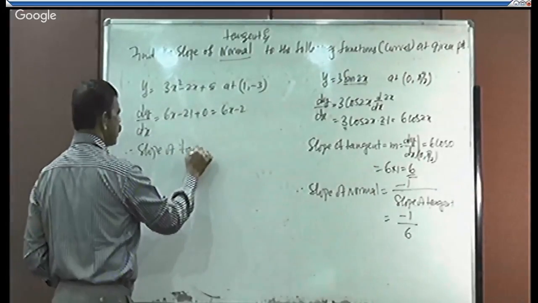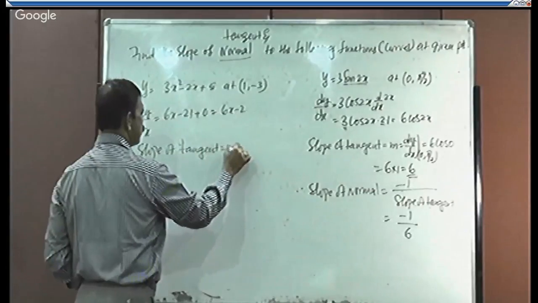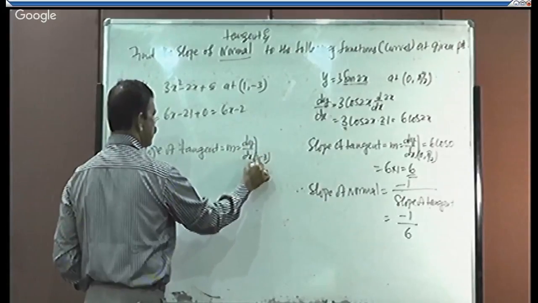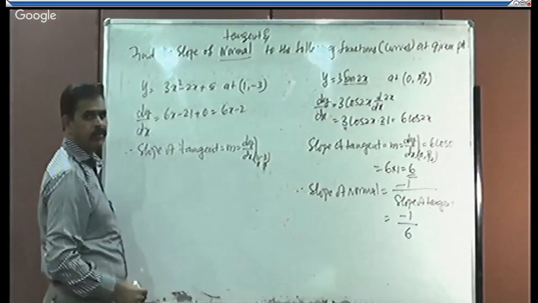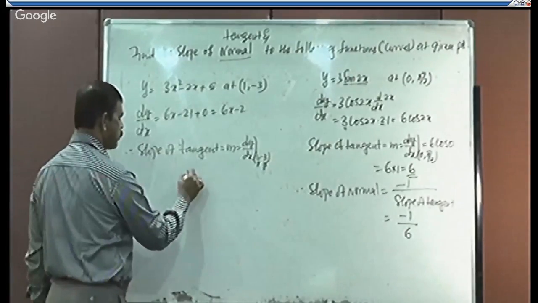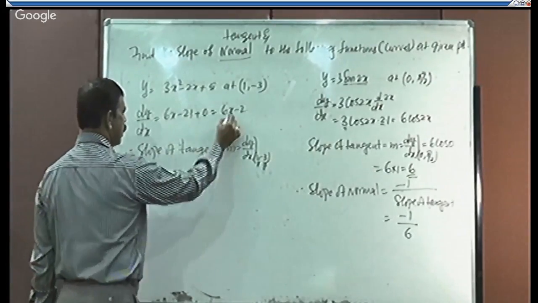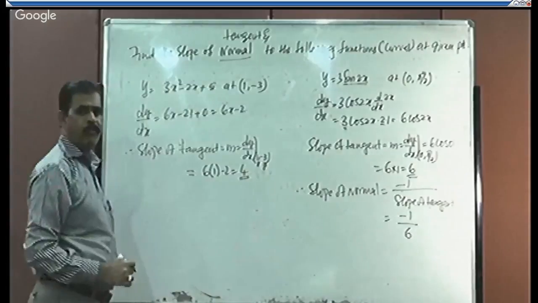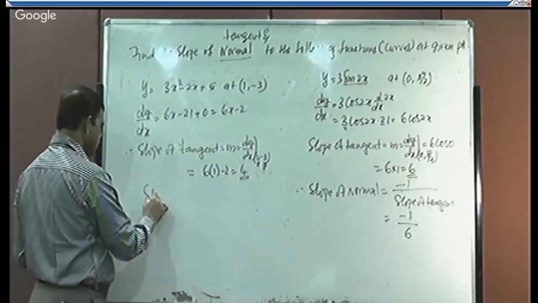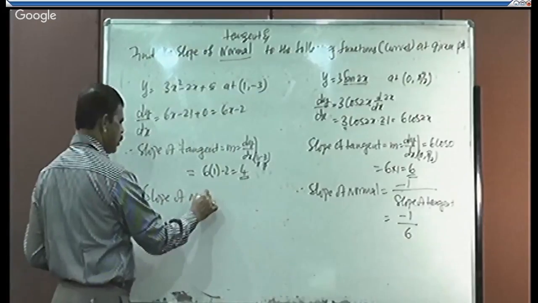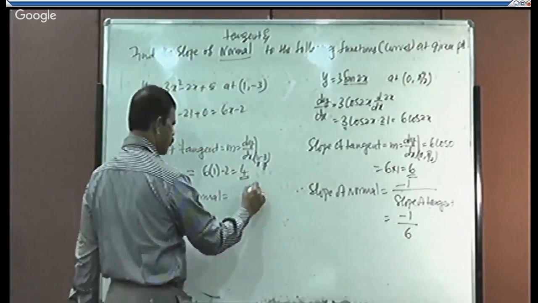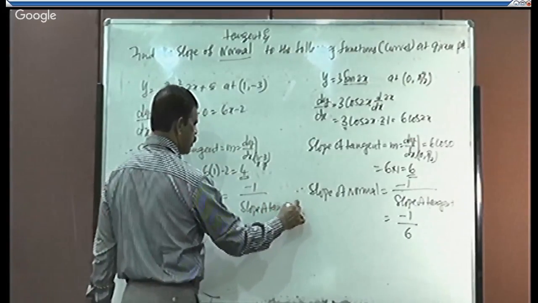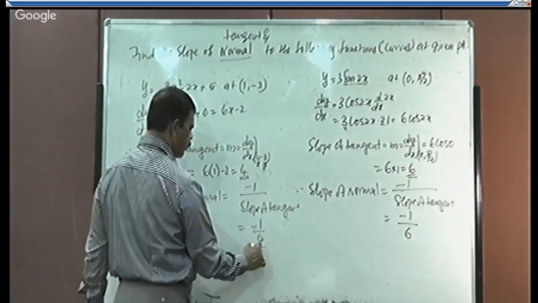Therefore, first take the slope of tangent. What is slope of tangent? It is m. m is equal to dy by dx at the given point 1 comma minus 3. What is 1? x. What is minus 3? It is y. That is equal to 6 into x, what is x? 1, minus 2. It is 4. We got slope of tangent 4. Using that, we can get the slope of normal. Slope of normal is equal to minus 1 by slope of tangent, that is equal to minus 1 divided by 4.